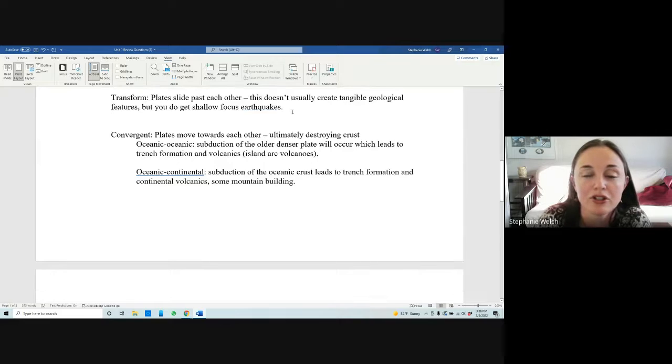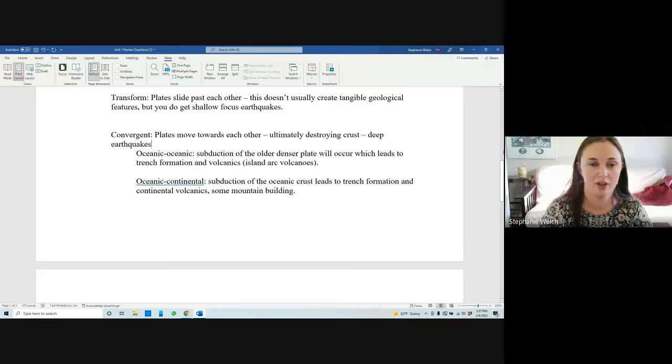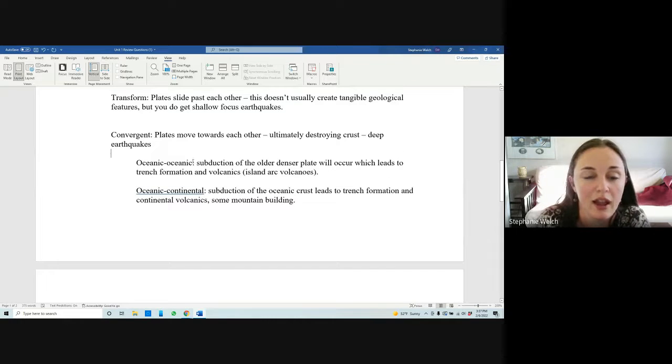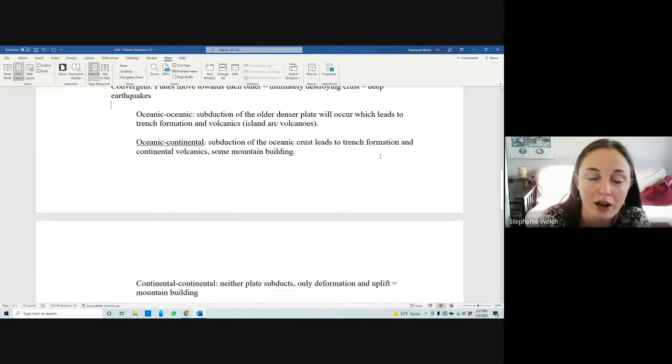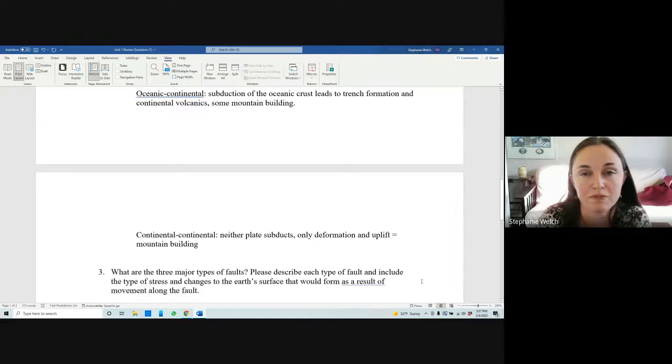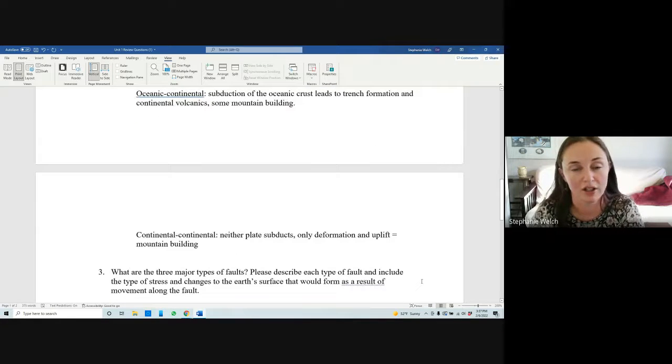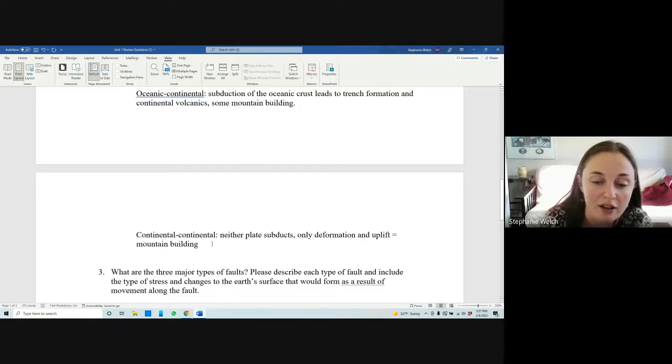Transform plate boundaries, they slide past each other. You get more shallow focus earthquakes. You get deep earthquakes in convergent plate boundaries. And then they're subtyped as oceanic, continental, both allowing for subduction or sinking of one of the oceanic land masses, or continental, and you get big mountains.